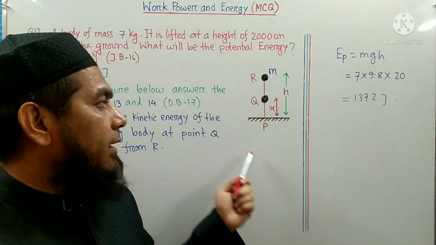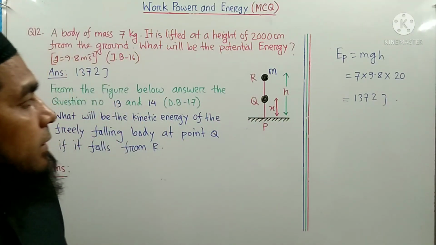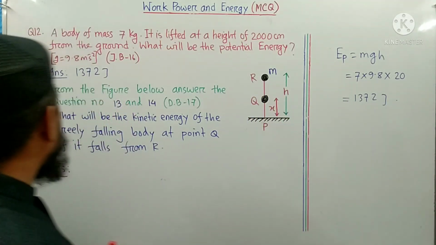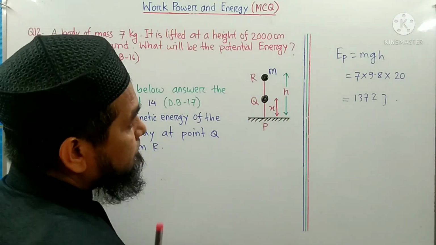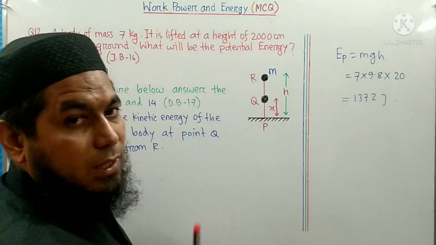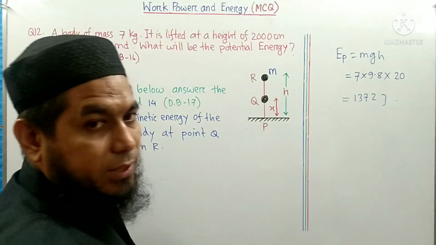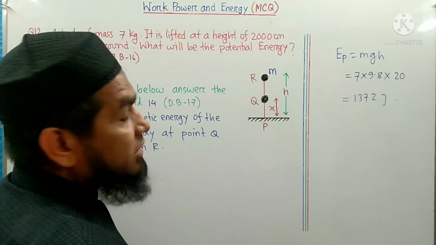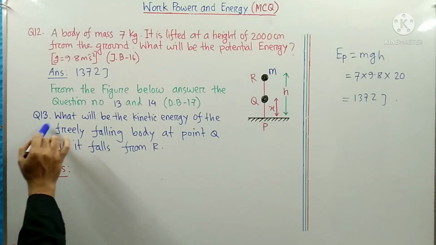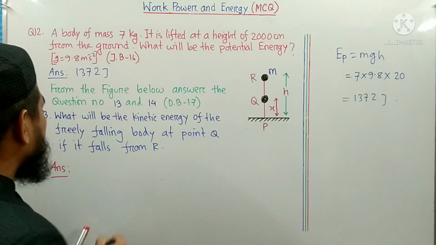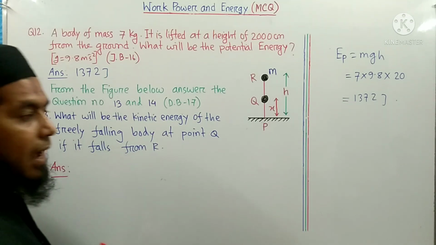Next, here given a stem from the figure below, answer question number 13 and 14. Here given a picture. By using this picture we have to solve question number 13 and 14. From the figure it is clear that a body of mass m has height h when its position is R. First question, what will be the kinetic energy of the freely falling body at point Q if it falls from R?